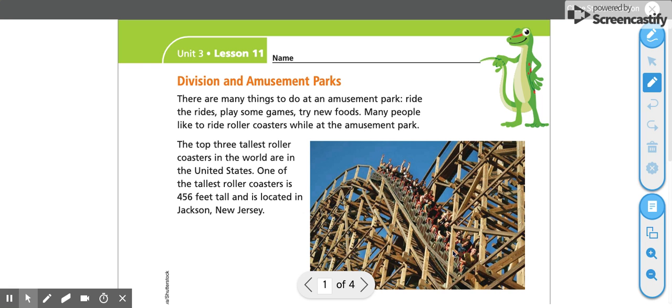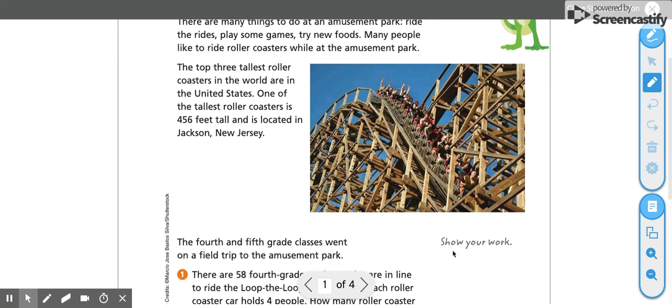And we'll be focusing on problem solving using division. So let's read the scenario here. It says, division in amusement parks. There are many things to do at an amusement park. Ride the rides, play some games, try new foods. Many people like to ride roller coasters while at the amusement park. The top 3 tallest roller coasters in the world are in the United States. One of the tallest roller coasters is 456 feet tall and is located in Jackson, New Jersey.